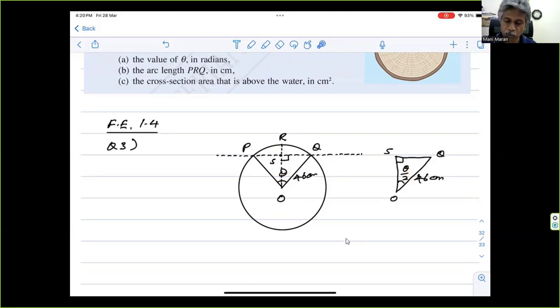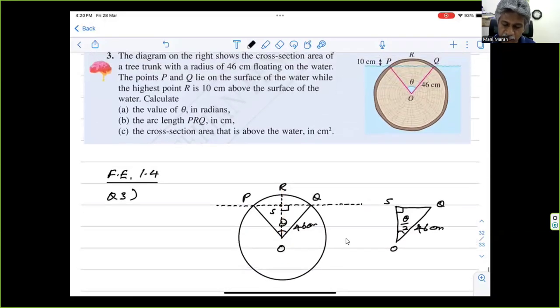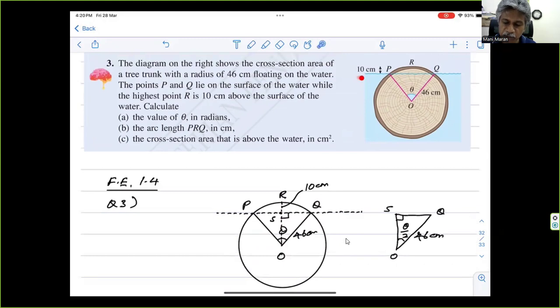So what about this side here, OS? Do we know this side here, OS? So OS will be equal to OR minus RS. So what is RS? RS is given to you. This is 10 cm. And this part here is given to you as 10 cm. So that is the part visible above the surface of the water here. So this is RS.